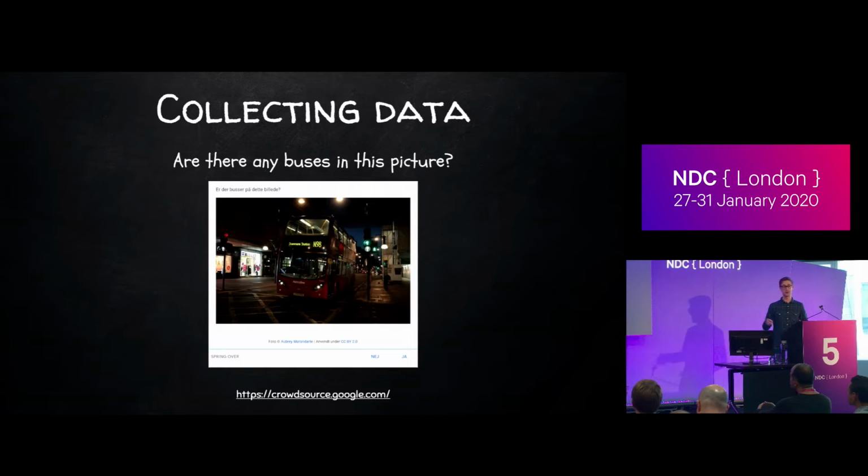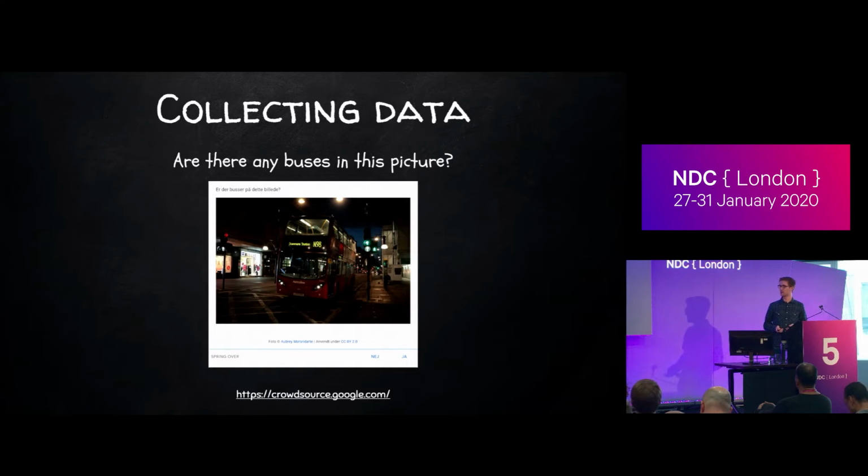When you sign up, you get questions you have to answer. And I got this question: Are there any buses in this picture? And I said, yes, there's a bus. And I thought, well, Google knows almost everything. So of course they do know that there's a bus in this picture. So is it a trick question or, I don't know.